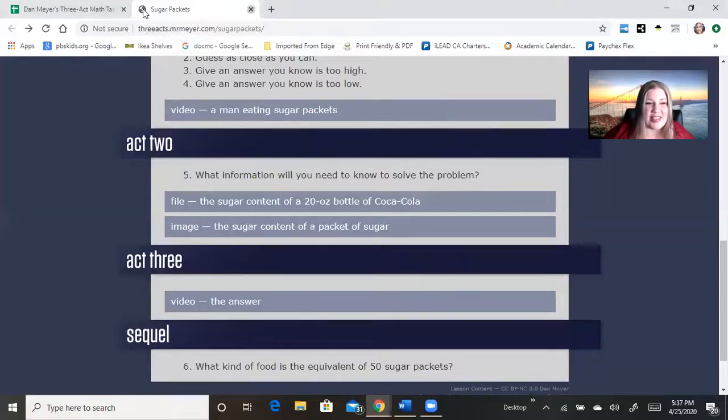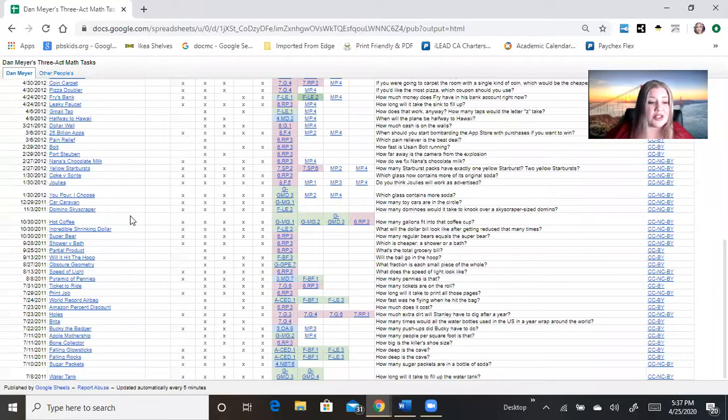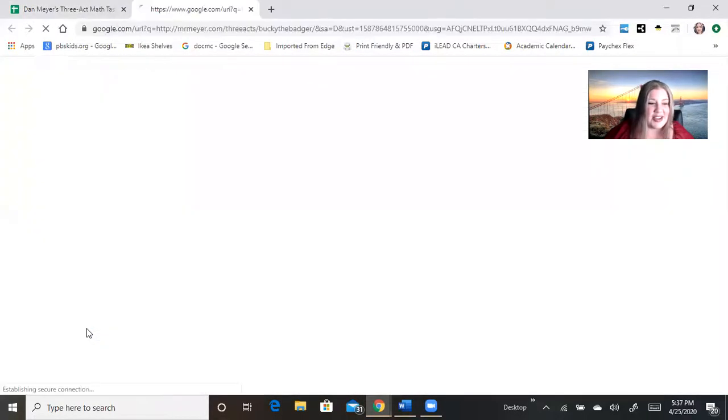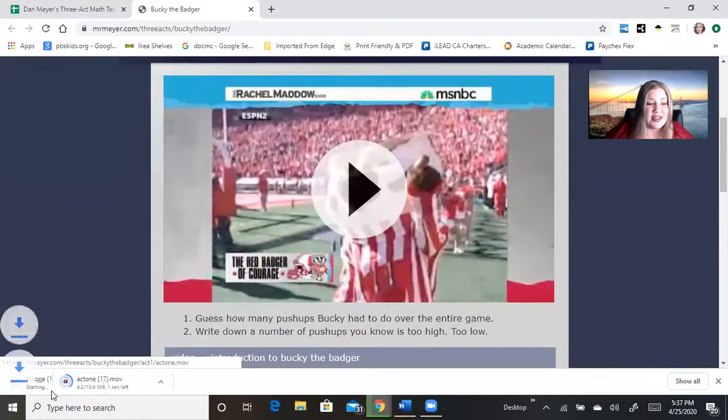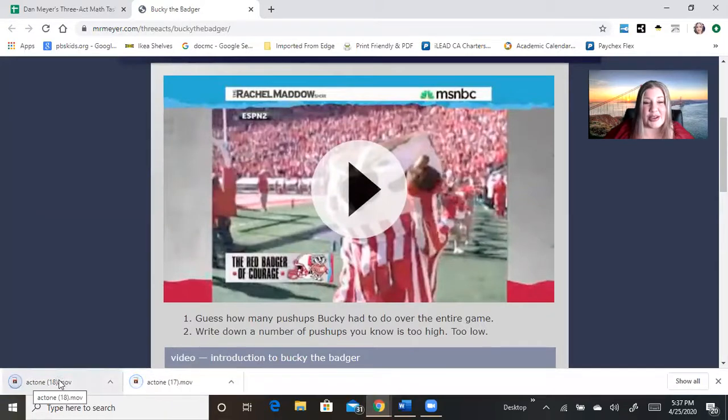All right, so now that you kind of see how it rolls out, I want to pose one for you to do of your own. So I'm going to stick with Mr. Meyer, but I'm going to go to Bucky the Badger. All right, so Bucky the Badger, I'm going to show you Act 1. So here it comes. Enjoy.